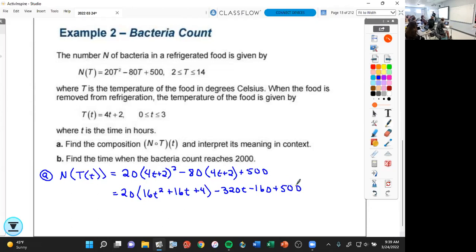Am I doing anything difficult? Really? No. Okay. Next step. 20 times 16t squared. Plus 320t plus 80 minus 320t. You want to go ahead and combine those right now? Okay, plus 340. Can we combine anything else?